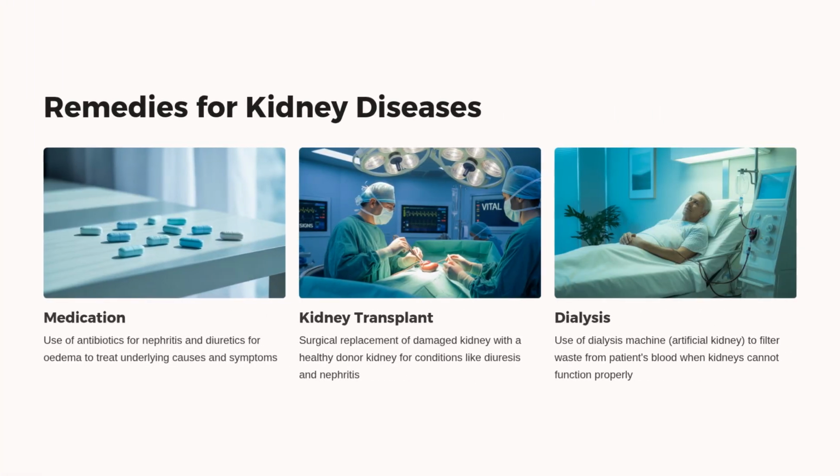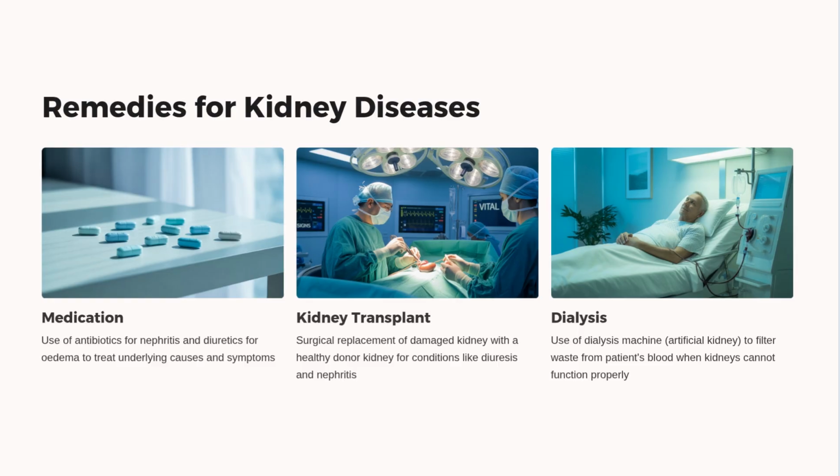Remedies for kidney diseases. Medication. Use of antibiotics for nephritis and diuretics for edema to treat underlying causes and symptoms. Kidney transplant. Surgical replacement of damaged kidney with a healthy donor kidney for conditions like diuresis and nephritis. Dialysis. Use of dialysis machine, artificial kidney, to filter waste from patients' blood when kidneys cannot function properly.